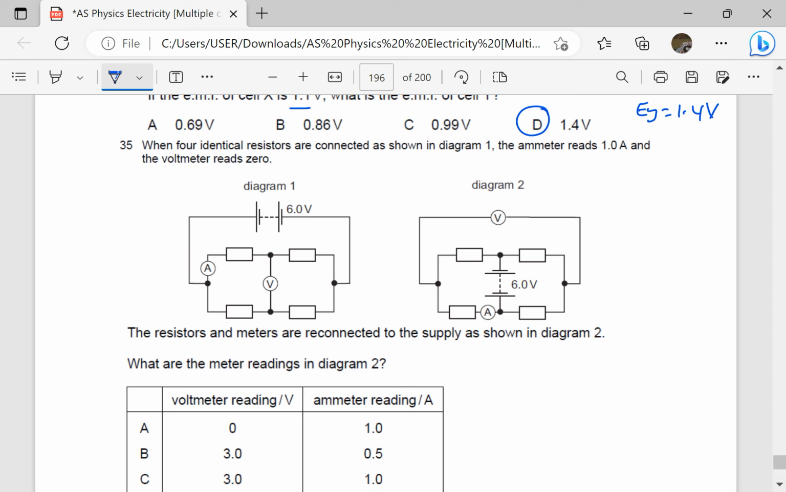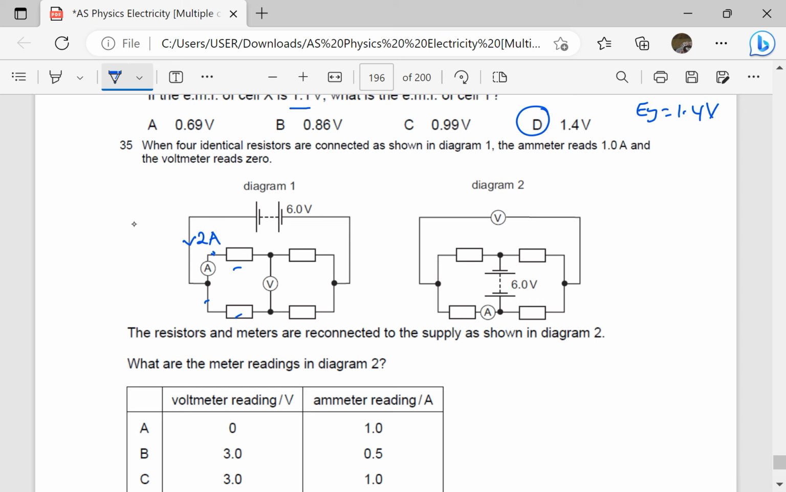When four identical resistors are connected, as shown in diagram 1, the ammeter reads 1 ampere and the voltmeter reads 0. So if the ammeter reads 1 ampere, remember these are identical. So this is going to be 1 ampere, this is also 1 ampere. That means the total current in this circuit is going to be 2 amperes. So the total current from the battery is 2 amperes.